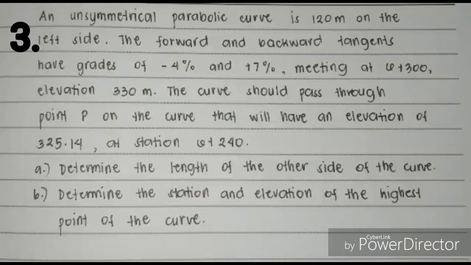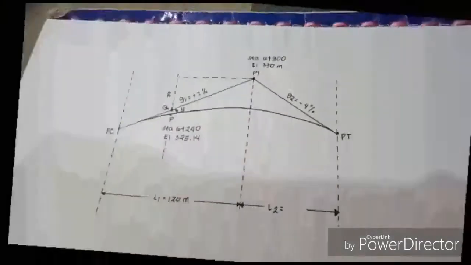An unsymmetrical parabolic curve is 120 meters on the left side. The forward and backward tangents have grades of -4% and +7%, meeting at 6 plus 300 elevation 330 meters. The curve should pass through point P on the curve that will have an elevation of 325.14 at station 6 plus 240. Determine the length of the other side of the curve and determine the station and elevation of the highest point of the curve.